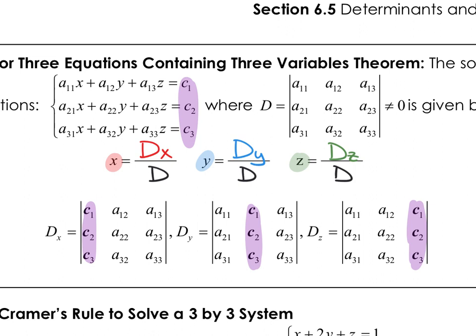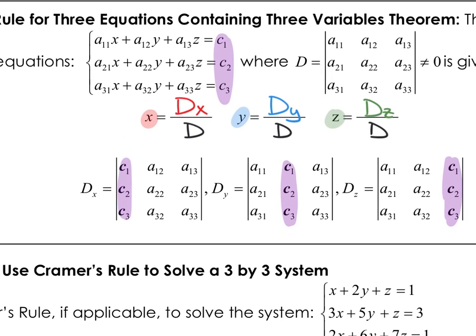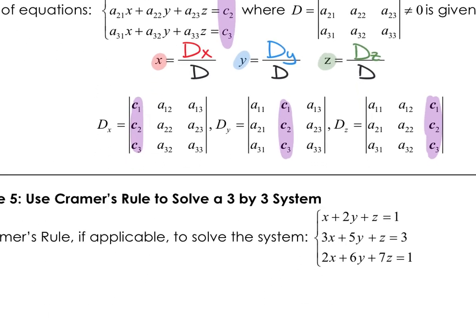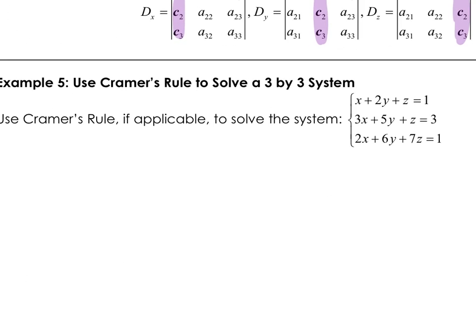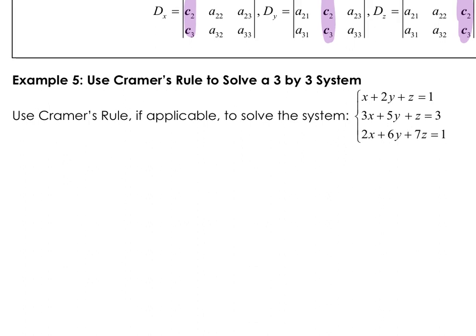So we'll do this last one together just so we can see how this works. We're going to use Cramer's rule, which is the stuff up here in the top, to solve this 3x3 system. Before we get too far, we always want to check the regular determinant to make sure that it is invertible. So we're going to find the determinant of 1, 2, 1, 3, 5, 1, 2, 6, 7.